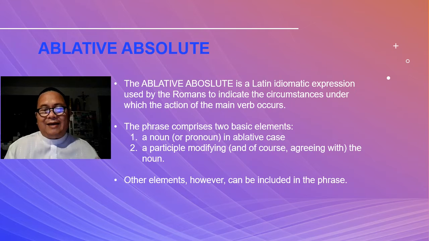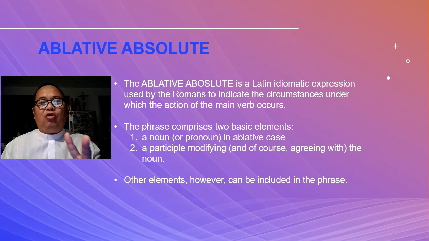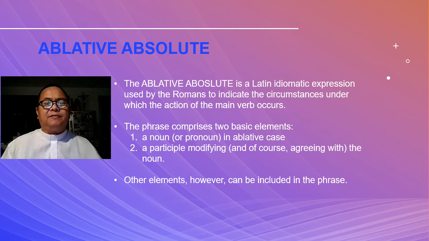So, two important elements. Only these two very important elements. Although there can be some other elements or words like modifiers or predicates and so on and so forth, these two are the most basic elements of an ablative absolute idiomatic expression: a noun or pronoun in the ablative case, which is modified by a participle, any of the four participles that we have already studied.